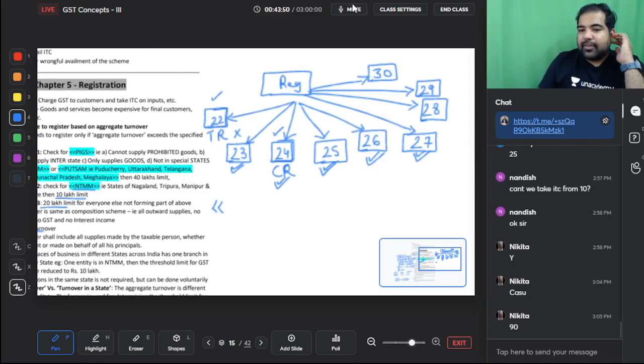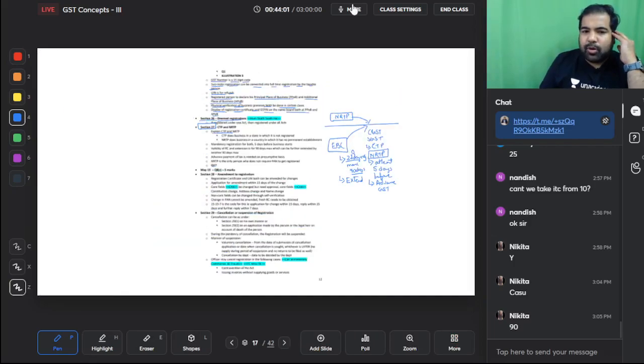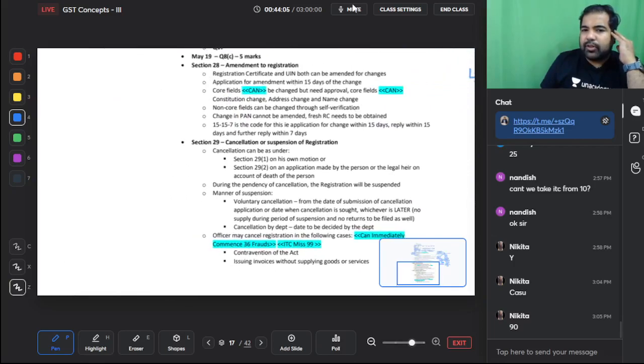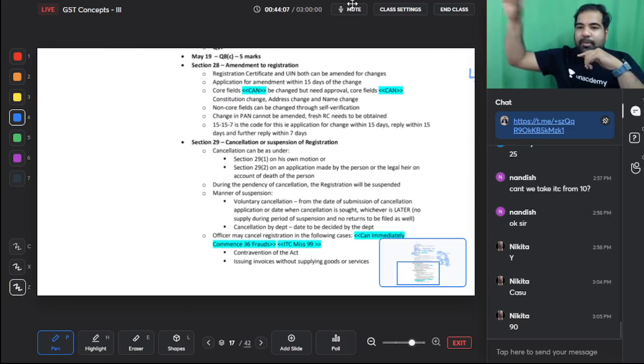Next, very interesting, not very important, is section 28. Guys, it is only human to make changes in your mobile phone number, in your address, in your name, in your constitution. If you make some changes, can you modify your GST registration? Yes, you can modify, and a new registration certificate will be given to you. So a new frame will be put up in your office.